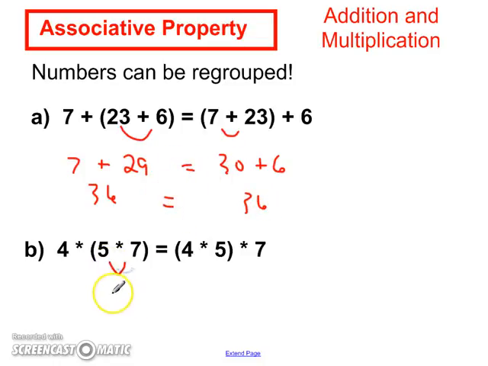5 times 7, 35. Times 4, and 4 times 5 is 20. Carry the 2. 4 times 3 is 12, and 2 is 14, so 140. Hopefully on this other side we'll end up with 140. 4 times 5 is 20. Now times 7, 20 times 7 is 140, and you'll notice it's equal. The solutions are equal. I just grouped the numbers differently, did them in a different order, but for multiplication and addition, it works out just fine.